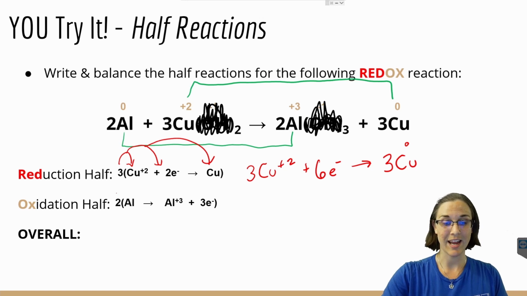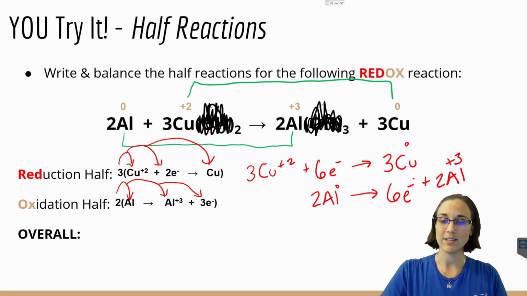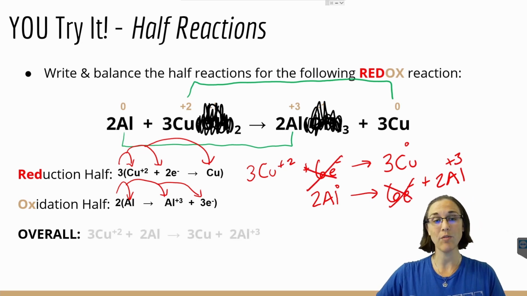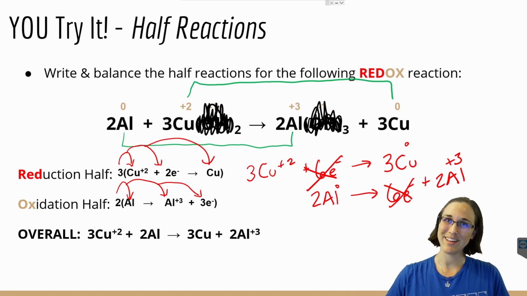Whereas the oxidation half had 2 multiplied throughout, and that would give us 2 aluminum in standard state and 6 electrons plus 2 aluminums plus 3. We see that our 6 electrons cancel to give us the overall equation of 3 Cu plus 2 aluminums, with our reaction arrow going to 3 coppers and 2 aluminum at +3 charge. Hopefully that's the answer you got. Ready to try another one?